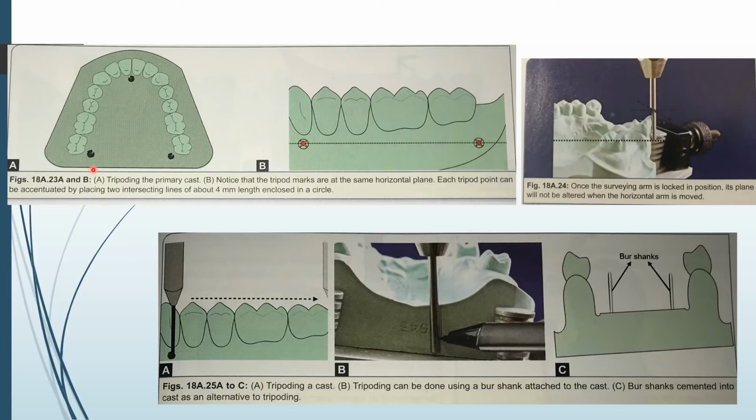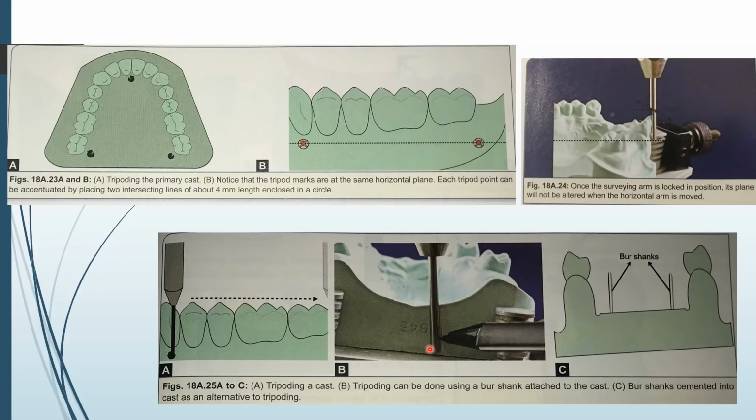One technical consideration to remember is that the side, and not the tip, of the carbon marker should be used to mark the tripoding points. If the tip is used, it can abrade the cast and provide a faulty reading. Because of that, you use the side of it.